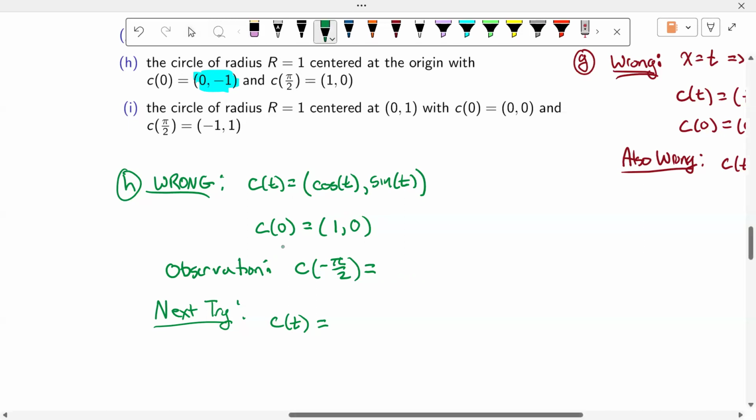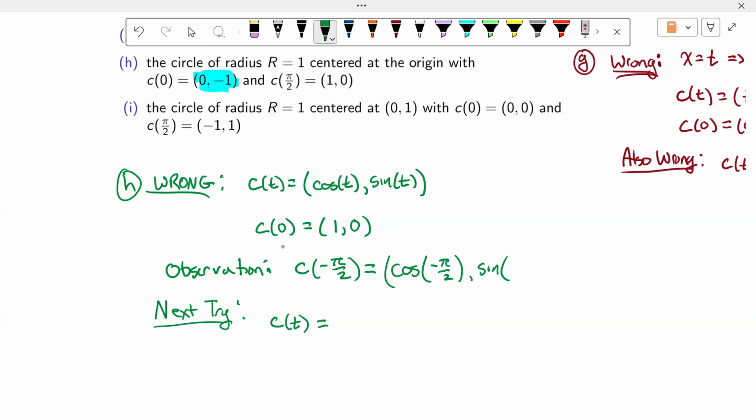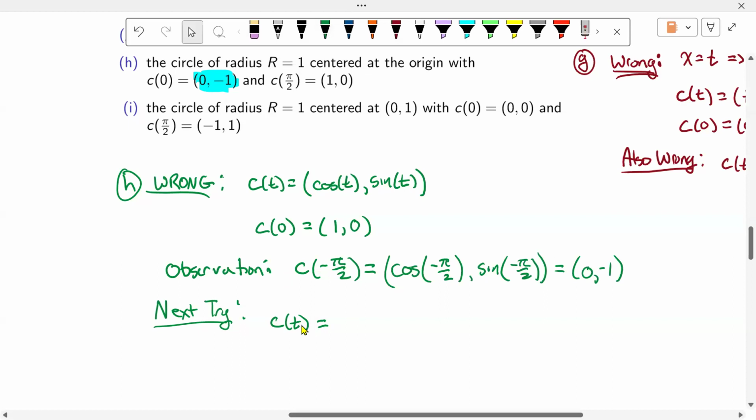I'll let you think as I fill in more stuff. It'd be really nice if this were just a little different. There we go. It gives me (0, -1). How do I make my C of t work so that when I plug in 0, I get this? I want to change my C of t so that when t is 0, bam, out comes this. It's hard to see.